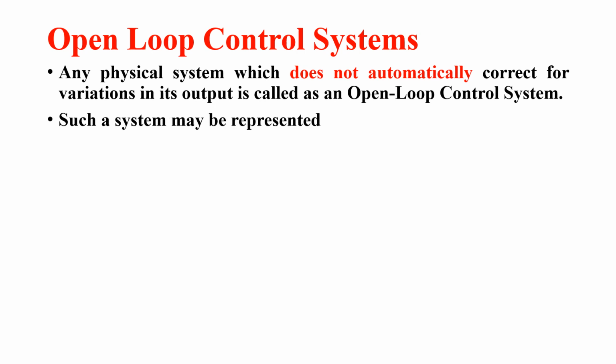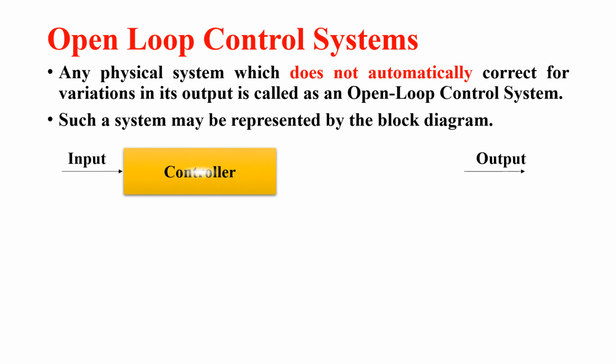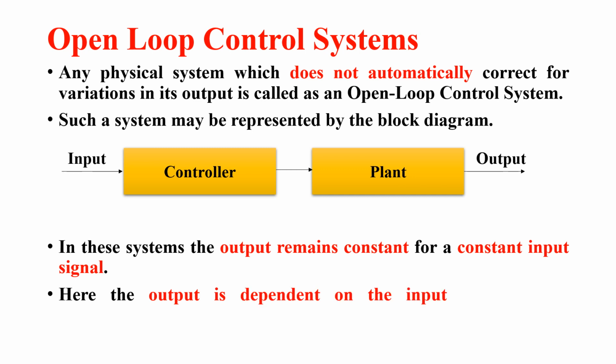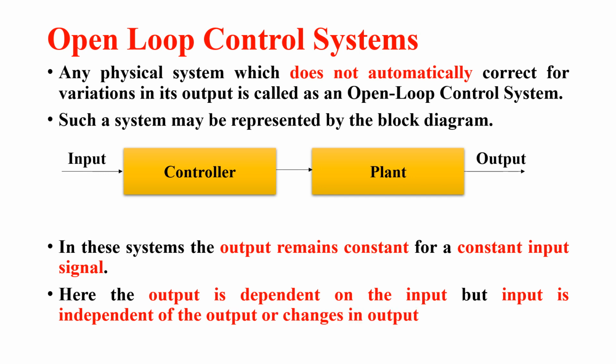Such a system may be represented by a block diagram. So now we shall consider the block diagram of an open loop control system. There is an input, and there must be an output, and in between we have one block called controller, and we have another block that we call the plant. In these systems, the output remains constant for a constant input signal. Here, the output is dependent on the input, but the input is independent of the output or any changes in the output. So this is the definition of an open loop control system.